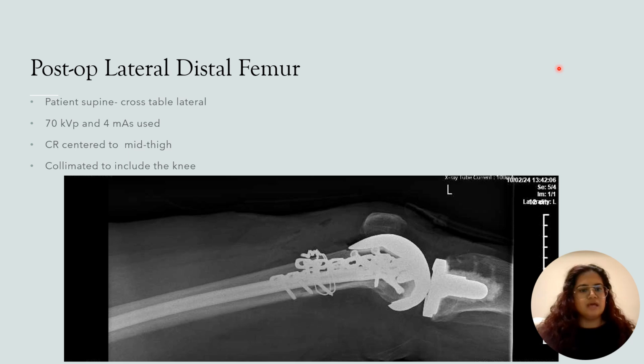For the lateral distal femur, again, cross-table lateral, 70 kVp for mass used, CR centered to the mid-thigh, collimated to include the knee. And again, this picture has a lot less shades of gray, so the contrast is better. We can see the devices in much better clarity.